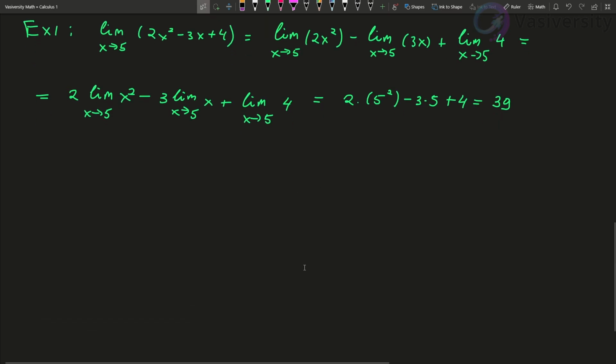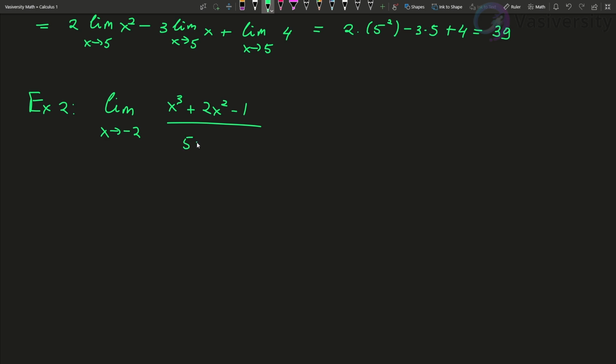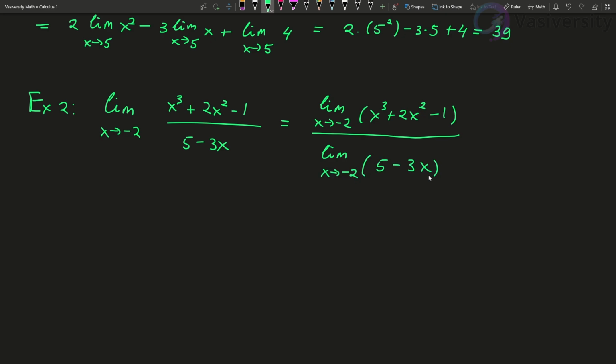Now let's go ahead and take a look at the second example. Here, let's take a fraction: the limit as x approaches -2 of x cubed plus 2x squared minus 1 over 5 minus 3x. Here we can apply law 5, the rule number 5. So we're going to have the limit as x approaches -2 of x cubed plus 2x squared minus 1, divided by the limit as x approaches -2 of 5 minus 3x.